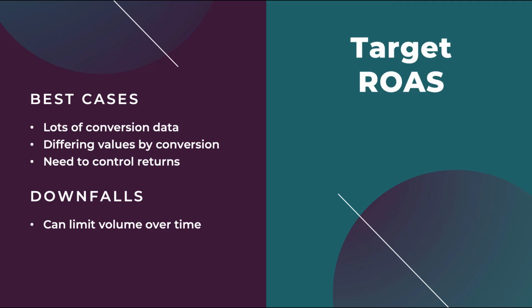This can also have a similar limiting effect to volume as time goes on because it's trying to be efficient to hit your ROAS goal that you have set. So make sure that just like with target CPA, you're willing to let things be a little bit limited to make sure that you're hitting the efficiency metrics that you need to hit.